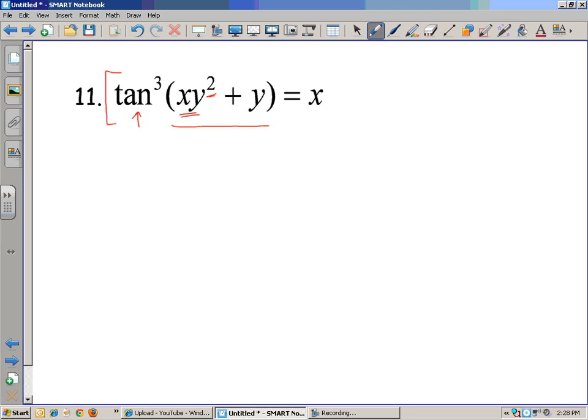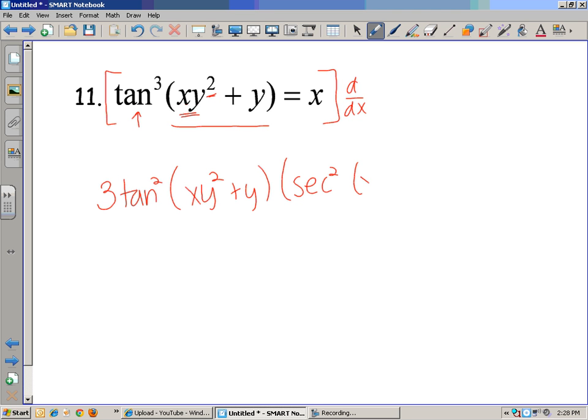So go ahead and pause now, and I want you to try, and I want you to then see how yours compares to mine. So I'm going to d/dx this. Okay, so pause now. And I'm going to keep working. So 3 tangent squared of xy squared plus y times the derivative of tangent, which is secant squared of that thing, times the derivative of the inside thing, which is product property.